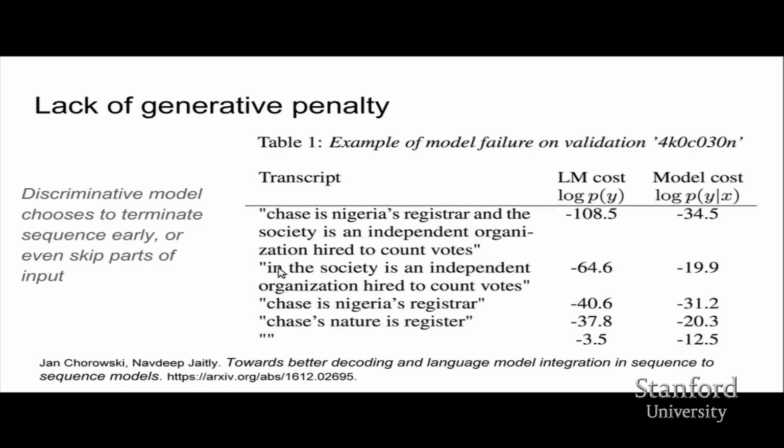So to give an example, if the output transcript is "Chase is Nigeria's registrar and the society is an independent organization hired to count votes," if you look at the language model cost, it's -108. If you look at the model cost, this is just the model from the last model, it's -34. And you look at the other alternatives, you get "Chase's Nigeria's registrar," which has a low cost of -31. So it's just happy to produce a short token instead of this really long one.